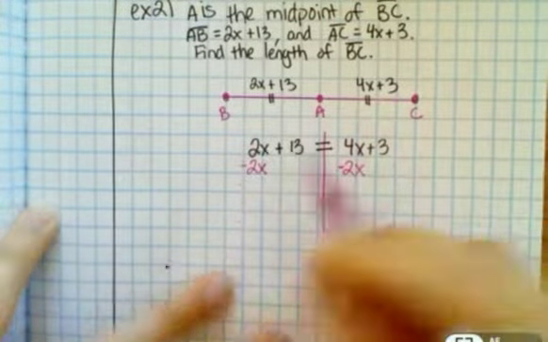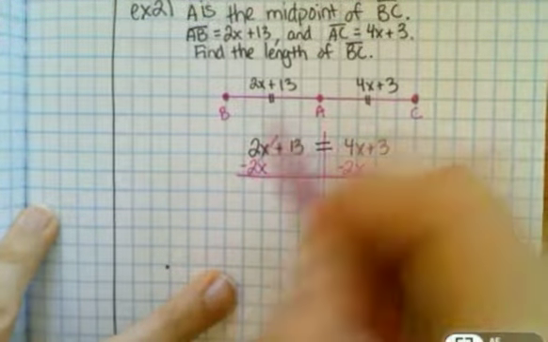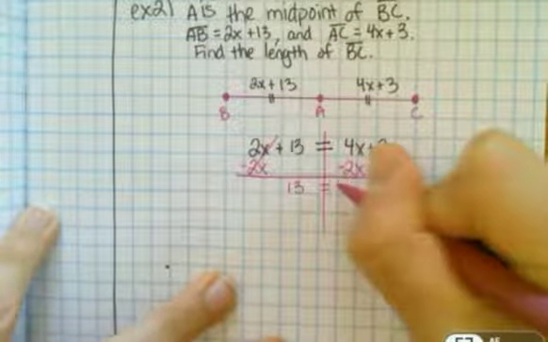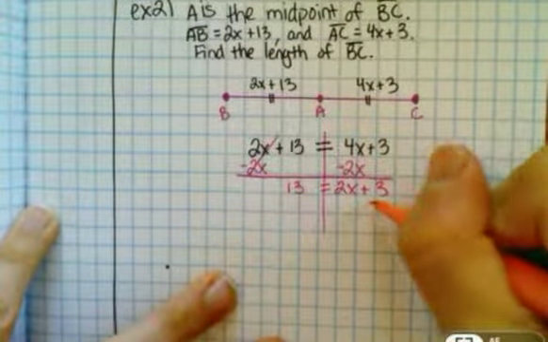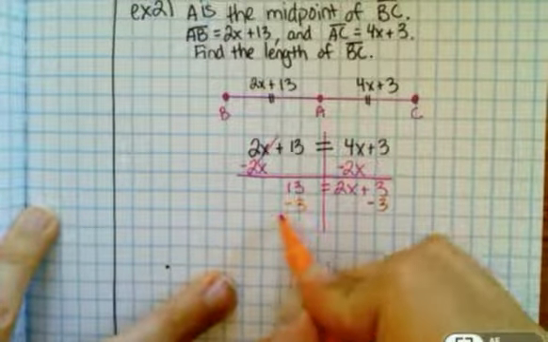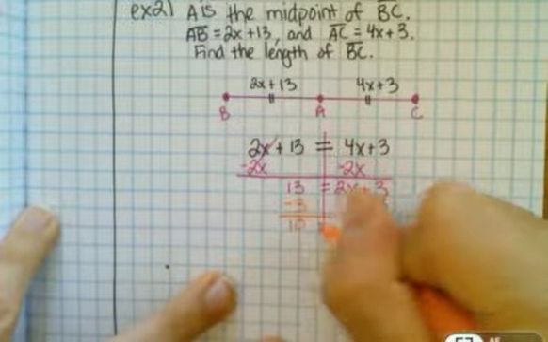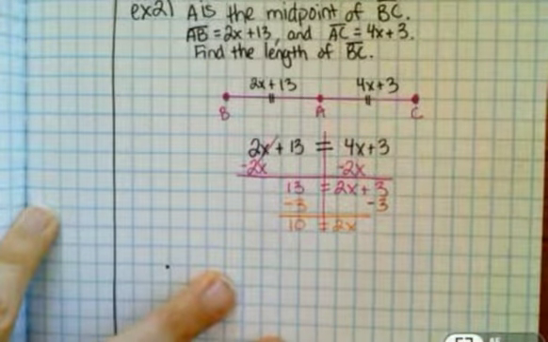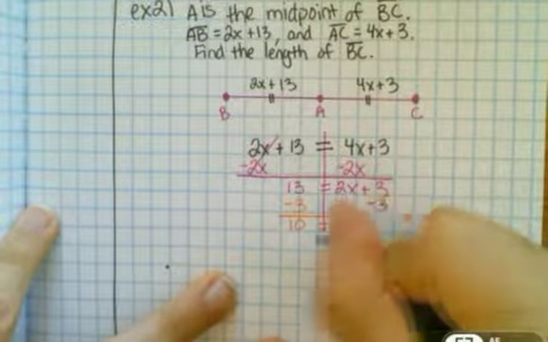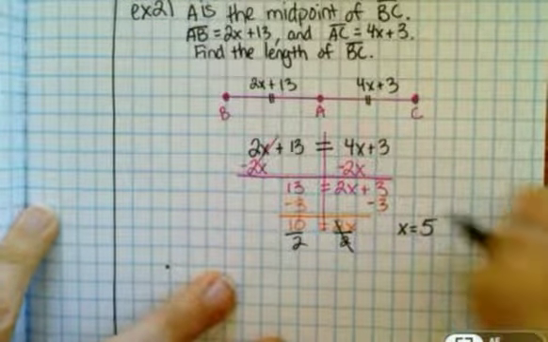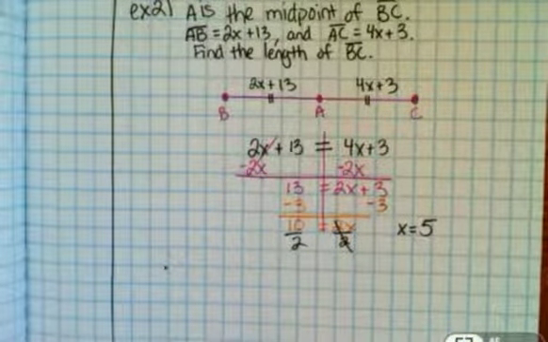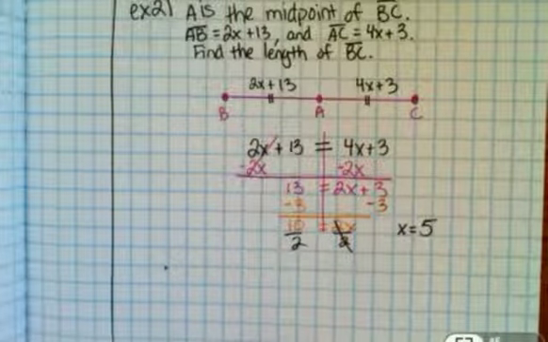So I'm subtracting 2 x's from both sides. I'll subtract 3 from both sides, trying to get x alone. And then the final step here is to divide on both sides by 2. X equals 5.